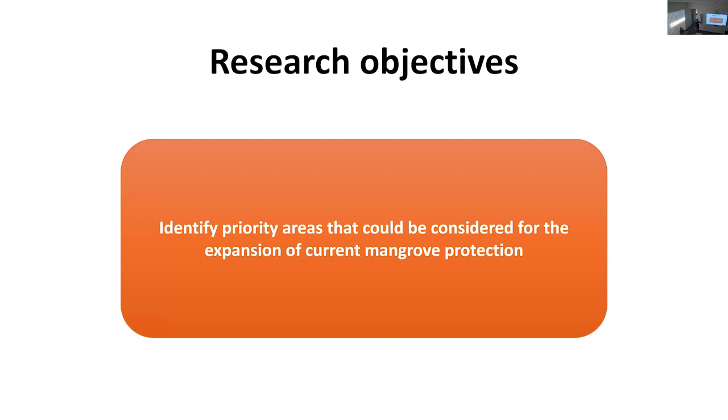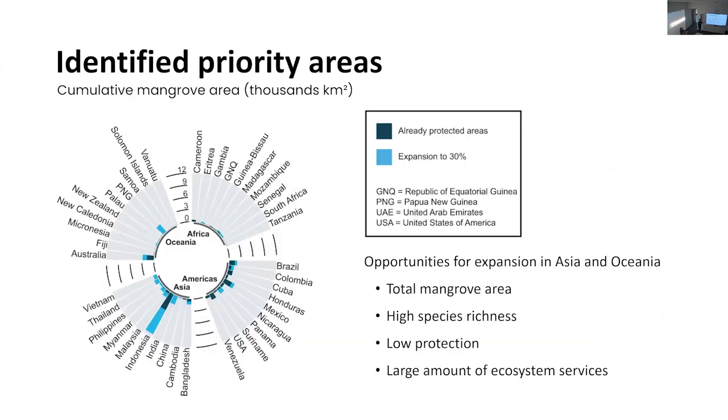And then we wanted to identify the priority areas that could be considered for expanding the current marine protected area network. And we found that most of the opportunities were in Asia and Oceania. However, that's what we probably could have expected, because that's where we find most of the total mangrove areas. There's a high species richness. We have most of the mangrove species there. The production is quite low in most areas, and there's a large amount of ecosystem services provisioned in this area.